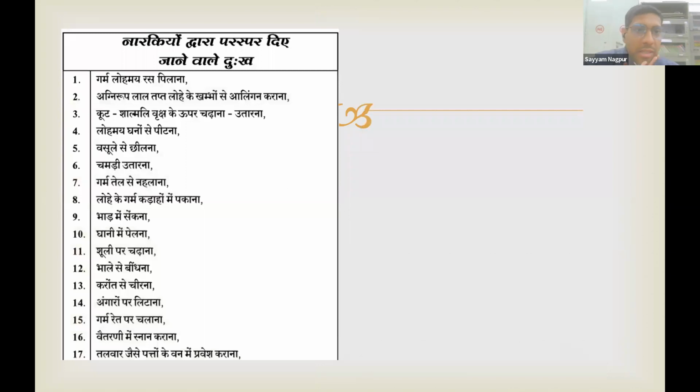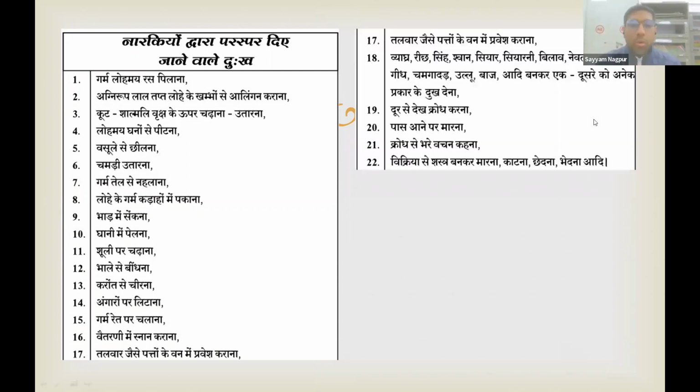Next and the last thing that we're going to cover for today is Narki Jivas. They give a hell of a time to one another, and these are some examples from Tiloi Pandati, 22 examples where they tell what kind of activities these Narki do.